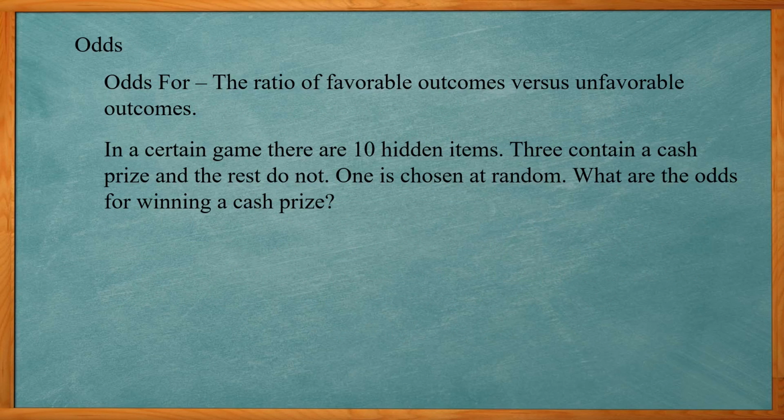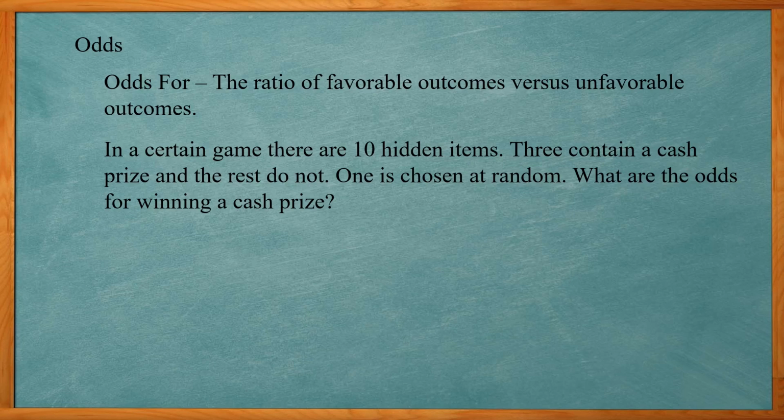Now I want to talk about odds. Odds for is the ratio of favorable outcomes versus unfavorable outcomes. So for example, in a certain game there are 10 hidden items. 3 contain a cash prize and the rest do not. 1 is chosen at random. What are the odds for winning a cash prize?